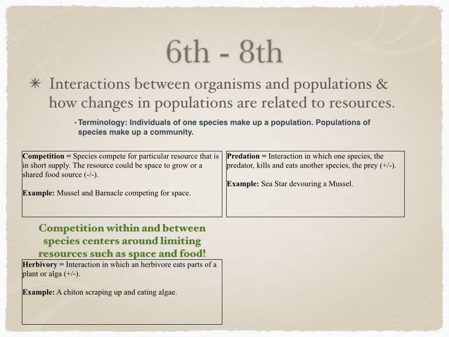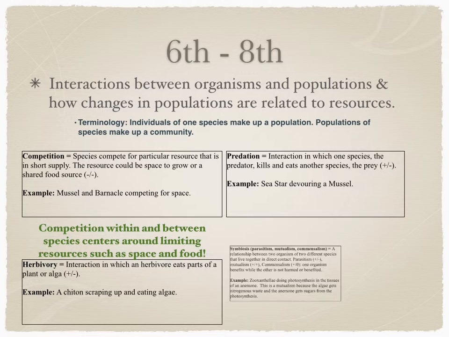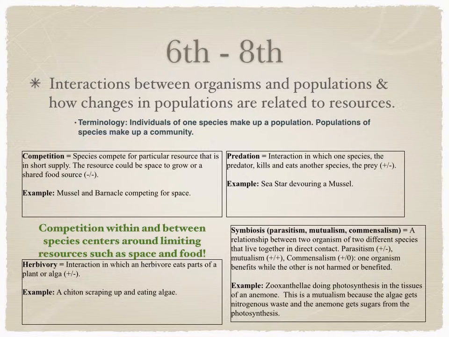Herbivory is another type of interaction in which an herbivore, like a chiton, eats part or whole of a plant or alga. The last interaction type is symbiosis. A symbiosis is a relationship between two organisms of different species that live closely together in direct contact.